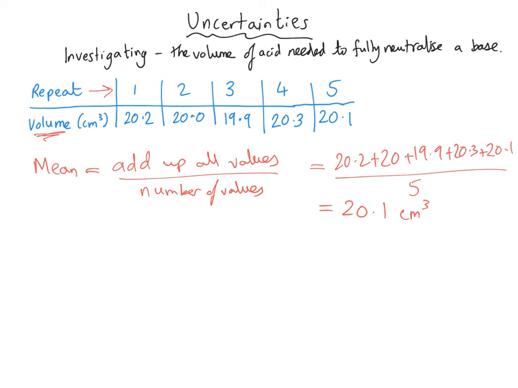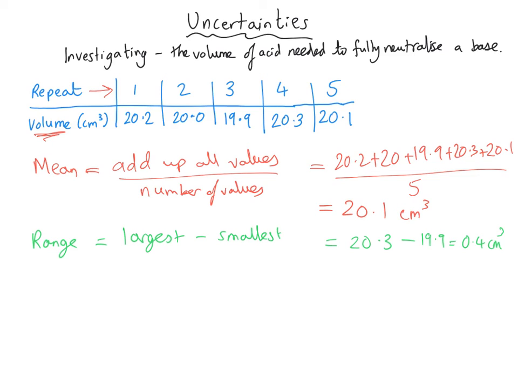Now, another quantity to do with an investigation is the range, and the range is the difference between the largest and the smallest. So it's the largest take away the smallest. So in this case, 20.3 was our largest measurement and our smallest was 19.9. So the range is 0.4 cubic centimetres.